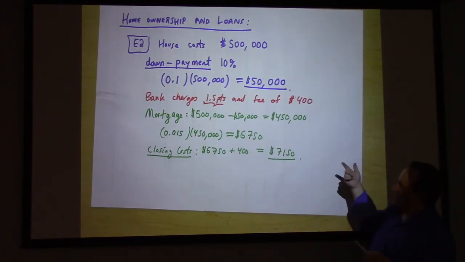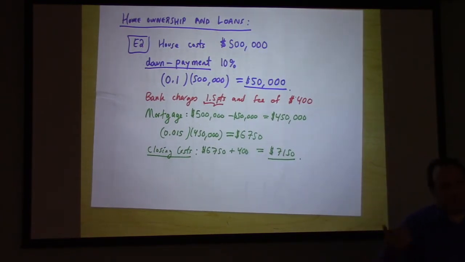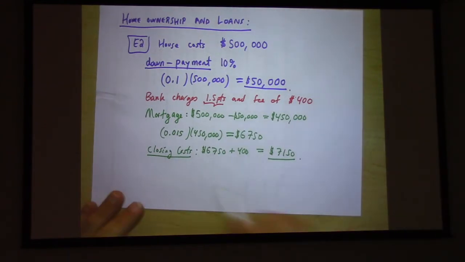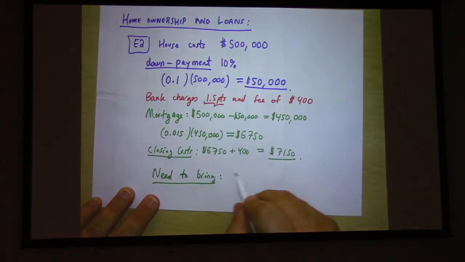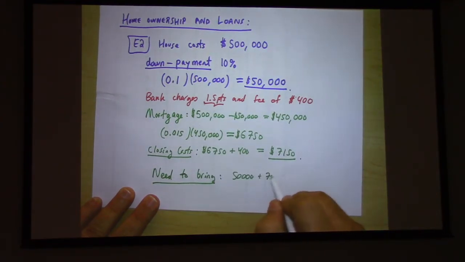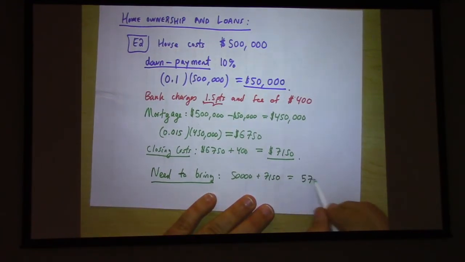So my question then is, how much money do you have to bring in order to start the loan when you close the house, right? On the closing day, you have to bring a check for how much money? How's it work? You need to bring 50,000 plus the 7,150. So you would need a check for $57,150. That's how much you'd have to bring to closing.